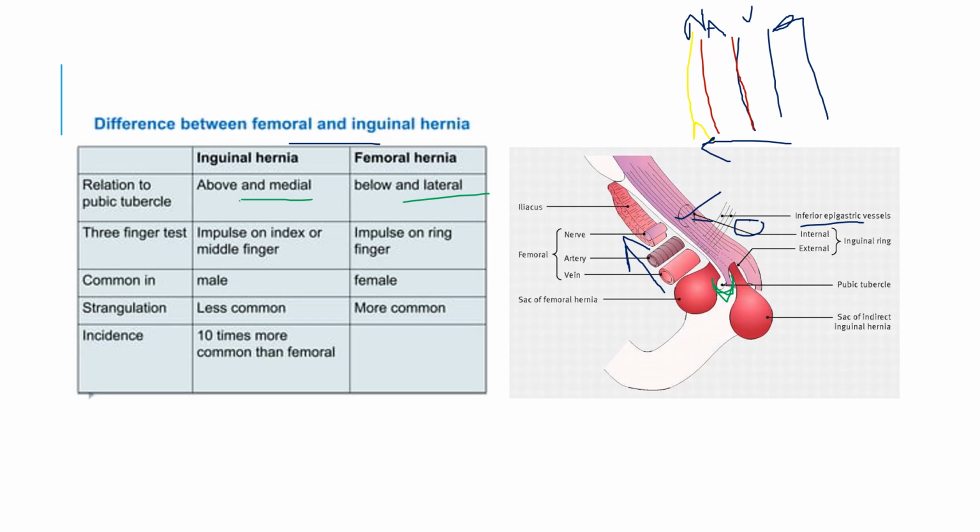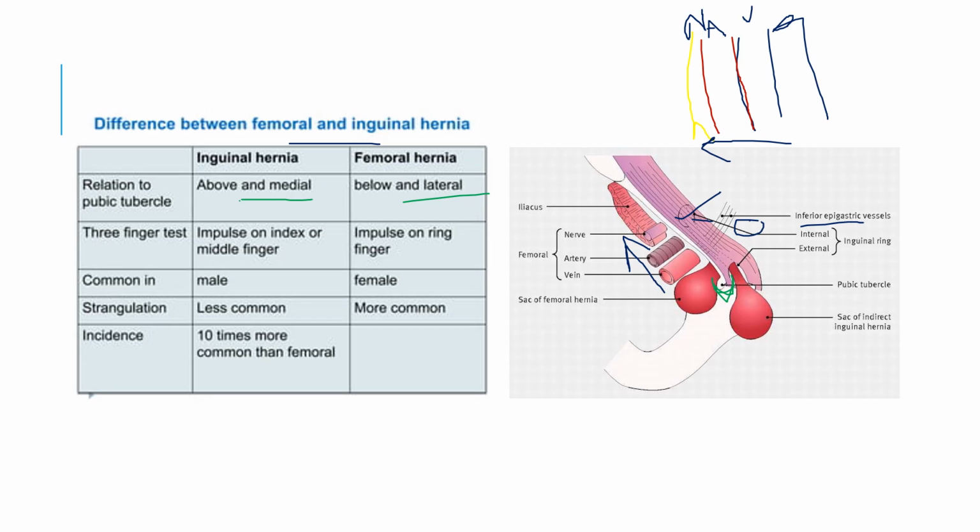Now you do a three-finger test, placing fingers on the deep ring, on the superficial ring, and on the femoral hernia area. So where do you get an impulse? It is on the index or the middle finger, based on whether it is a direct or indirect hernia. Femoral you get on the ring finger. You may not have to know the full details of the three-finger test.